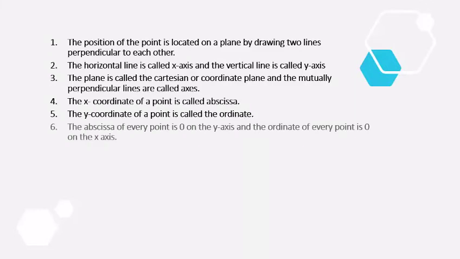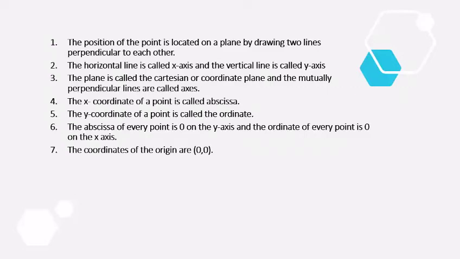The abscissa of every point is 0 on the y-axis and the ordinate of every point is 0 on the x-axis. This means if you have a point on the y-axis, the x coordinate of that point will be 0. Any point which lies on the y-axis will have x coordinate 0, that means abscissa 0. At the same time, any point which lies on the x-axis will have ordinate 0, the y coordinate 0.